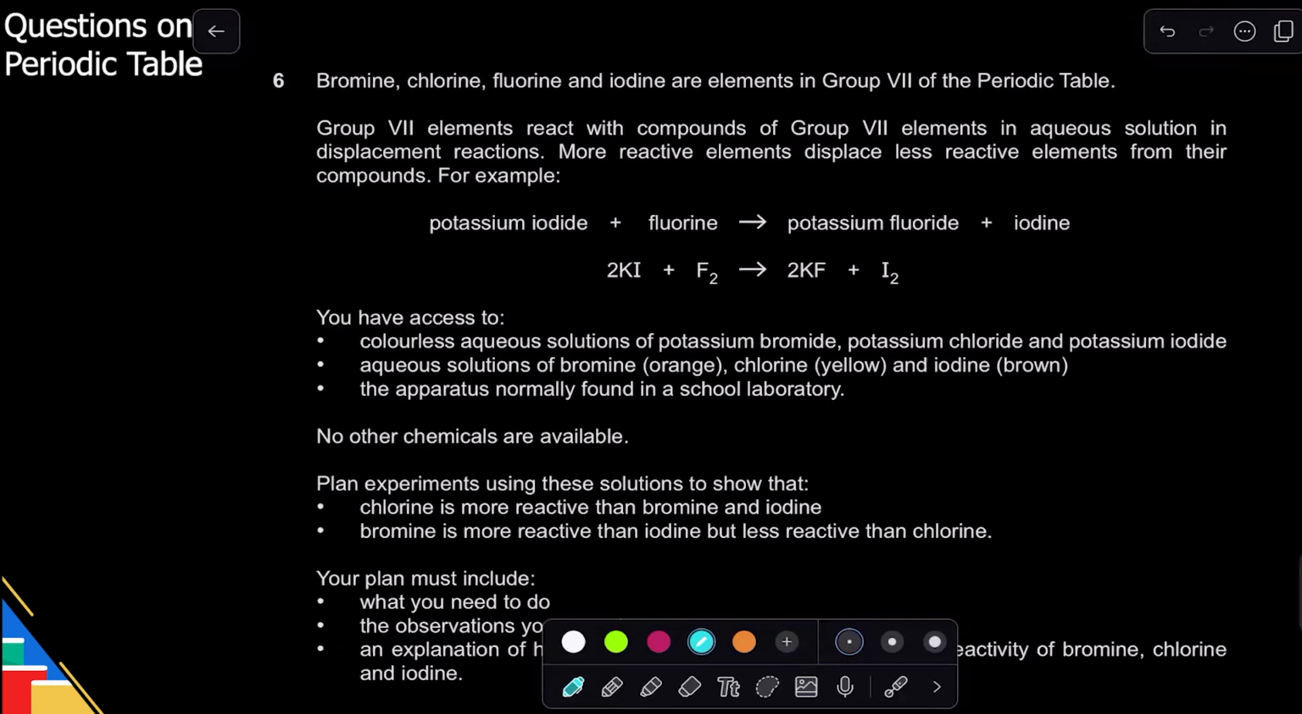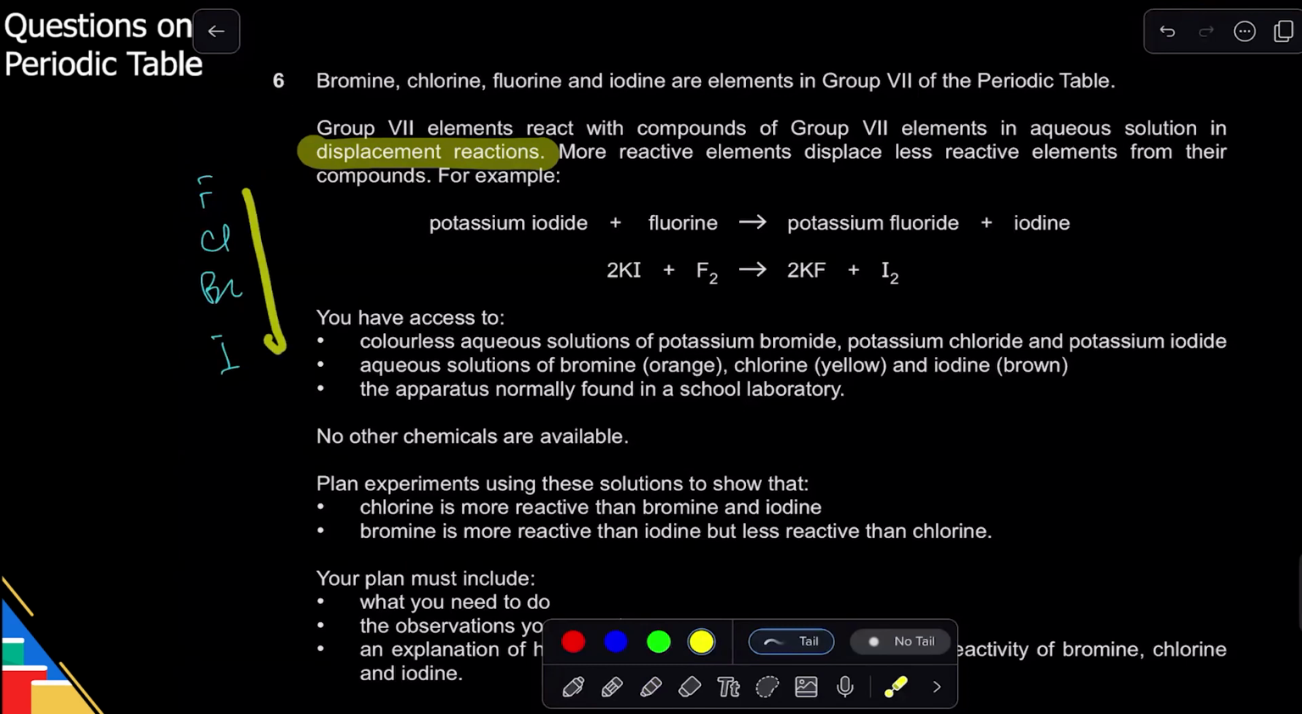Okay, this is a question that is more relevant to ATP. So let's see. Bromine, chlorine, fluorine, iodine are elements in group 7. Group 7 elements react with compounds of group 7 in aqueous solution in displacement reaction. Remember displacement principle? I told you that a more reactive species displaces a less reactive species. So we know that in the periodic table they are in this order: fluorine, chlorine, bromine, iodine. So the ones that are higher are more reactive, so they will displace the lower ones. So in this case we can easily see that fluorine is more reactive than iodine, so it displaces it and takes its place.